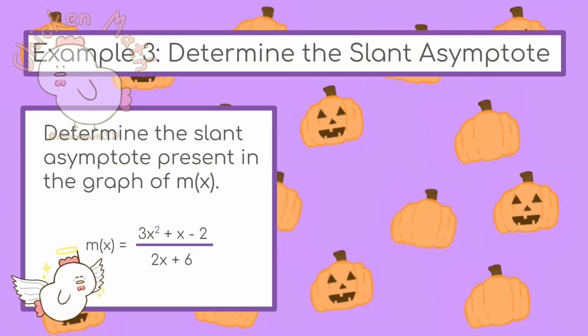All right, so we're going to do an example where we're going to be looking at the slant asymptote of a rational function. So determine the slant asymptote present in the graph of m of x. So we're given m of x, which is a rational function, and we know that we're going to have a slant asymptote because if we look at the degrees, 2 in the numerator is our degree. Our degree in the denominator is 1. The degree in the numerator is greater than the degree in the denominator by 1. So we know that we're going to have to divide these two polynomials to get our slant asymptote.